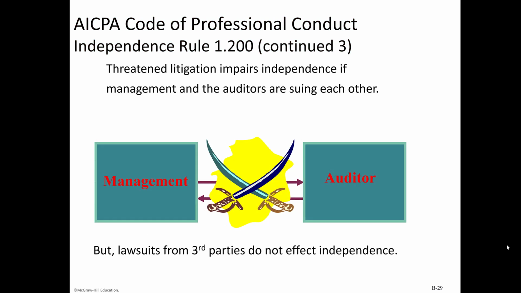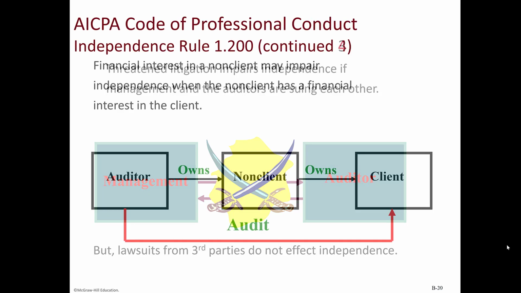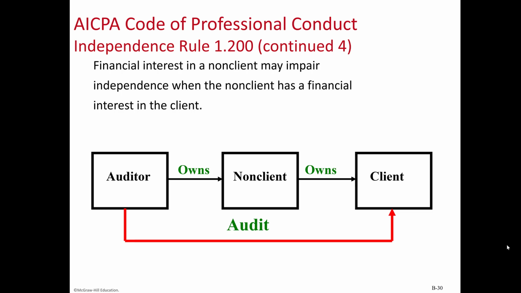So threatened litigation impairs your independence if both management and the auditors are suing each other. But lawsuits from third parties, that is, not the manager or the auditor, do not affect independence. So then we have this: if you have a financial interest in a non-client, that may also impair your independence as an external auditor when that non-client has a financial interest in the client.